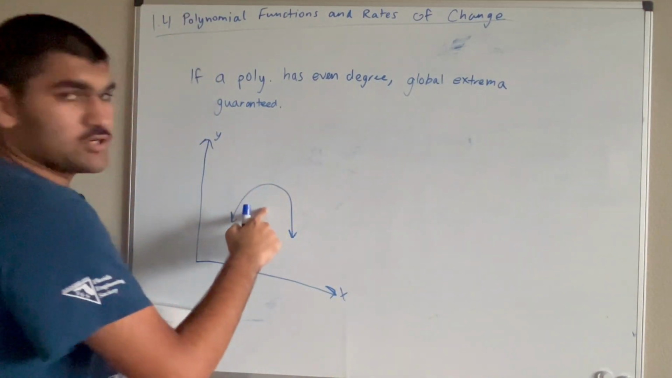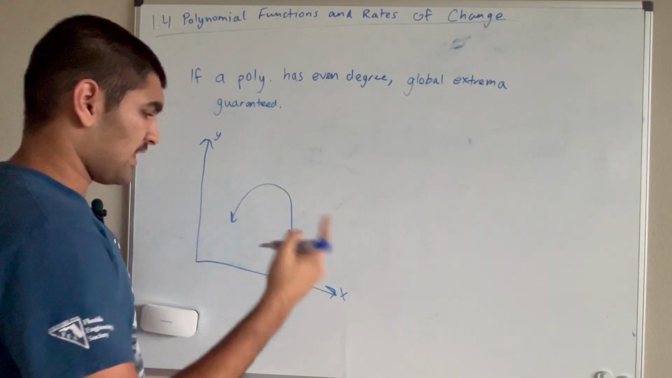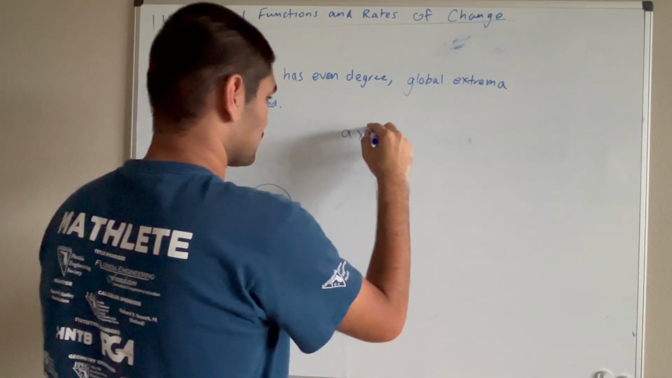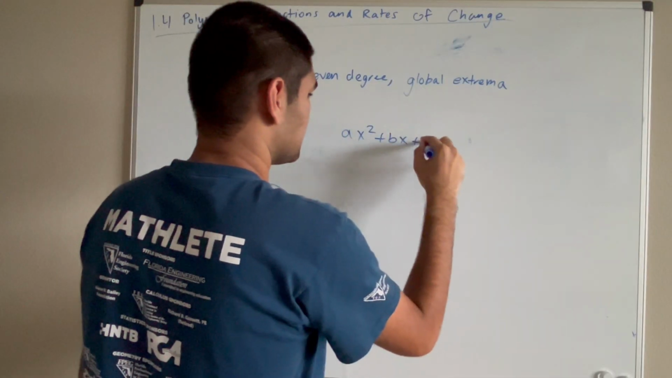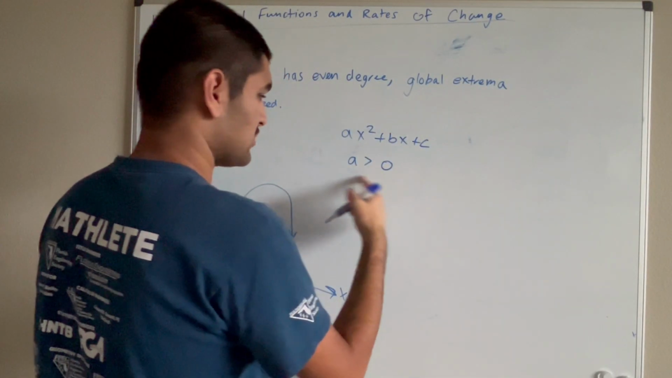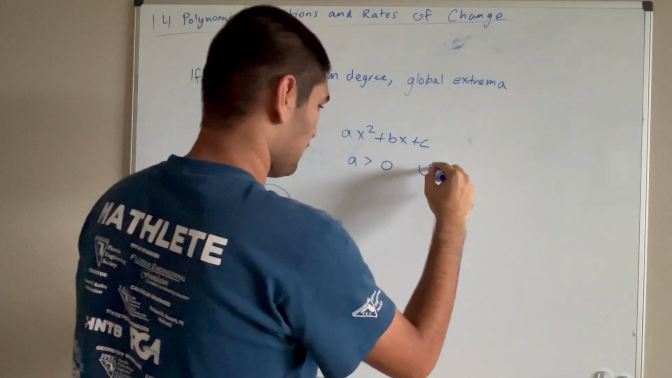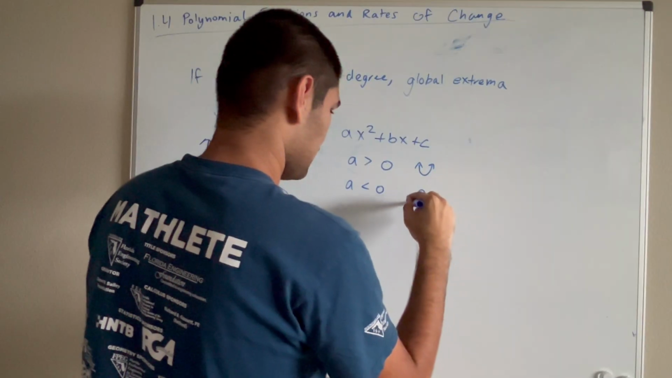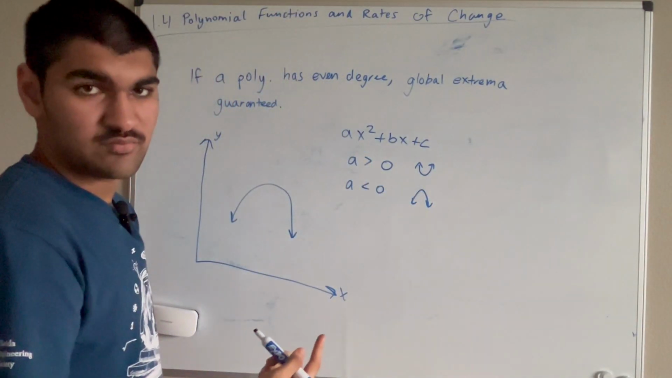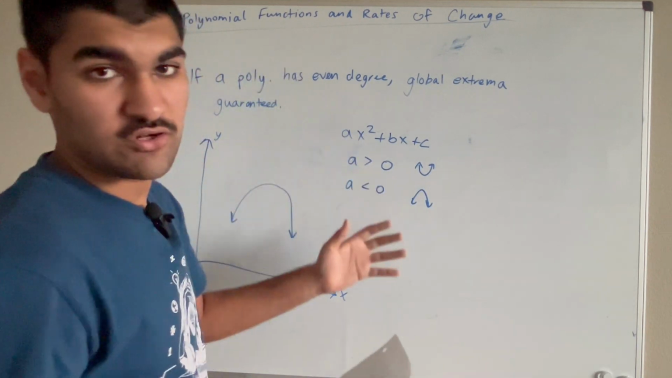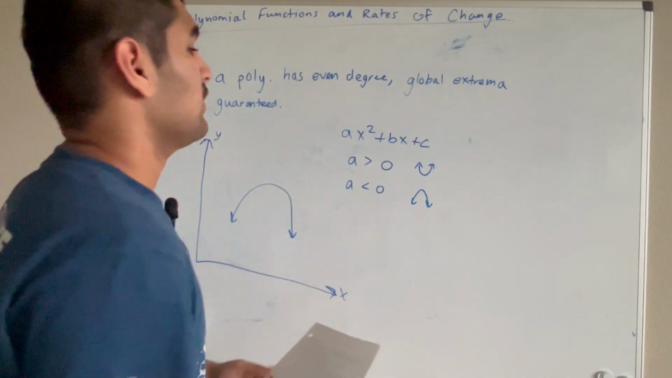And also, what determines if the polynomial opens up or down? Well, in the case of a quadratic, the general form is ax squared plus bx plus c, right? And so I'm sure you guys have learned that if a is greater than 0, then it opens up. And if a is less than 0, then it opens down. And what is a in this case? It's the leading coefficient. And so this is true for all even degree polynomials, in fact.